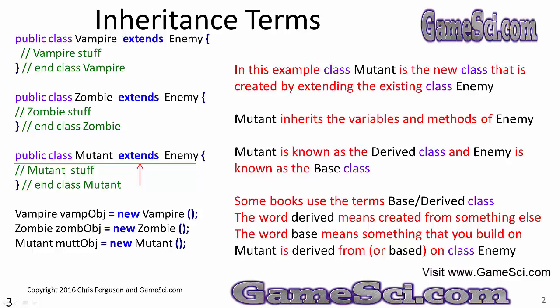The word derived means created from something else. The word base means something that you can build on. Mutant is derived from or based on class enemy.